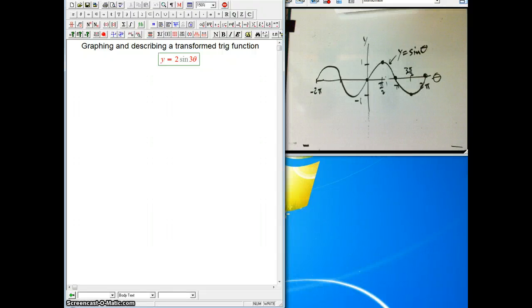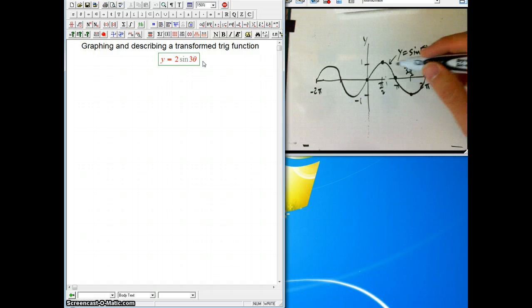This is about graphing a transformed trig function. We're going to do the example of 2 sine 3 theta, and also describing, there's some key words that we need to describe the features of a modified sine or cosine graph. So what I've got here is just y equals sine theta.